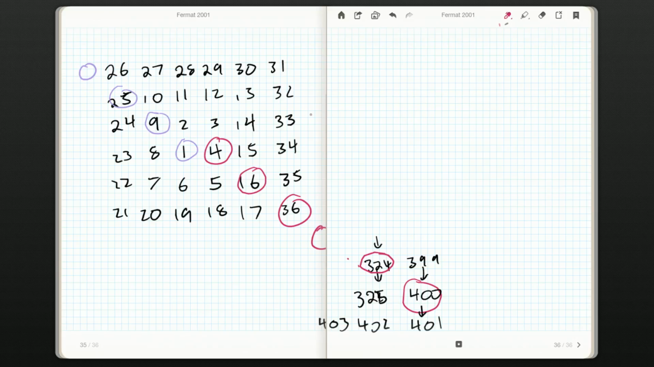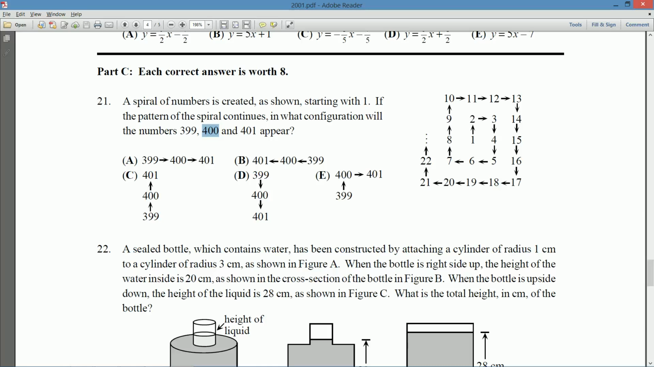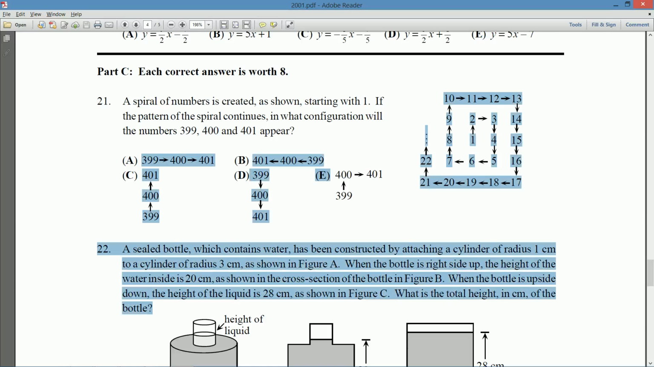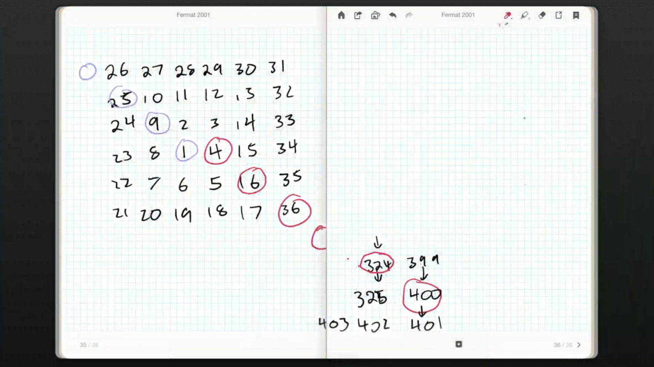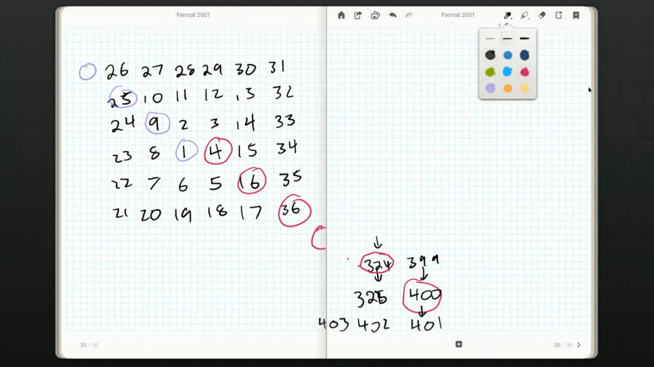So let's see, is this one of our possible answers? It is, it's D. 399, 400, 401. Just like with 16, which was an even square. 15, 16, 17. So with our even perfect squares, we get the right answer, which is D. That was actually a very quick question 21.